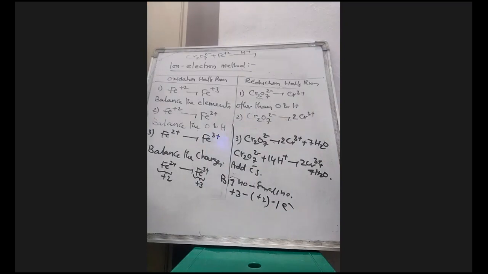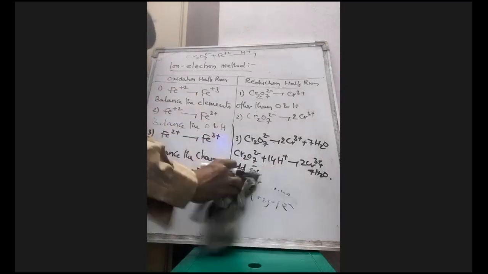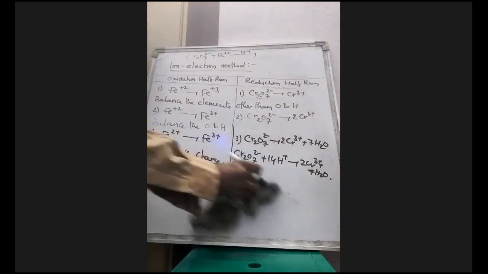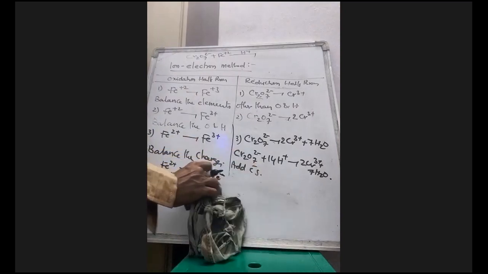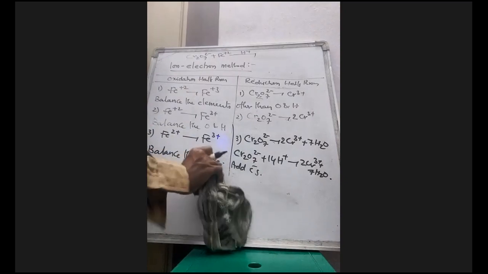How many electrons need to be added? Big number minus smaller number. That's why 1 electron needs to be added. And it should be added on the product side. That's why now it is minus 1, and the overall charge becomes 0.